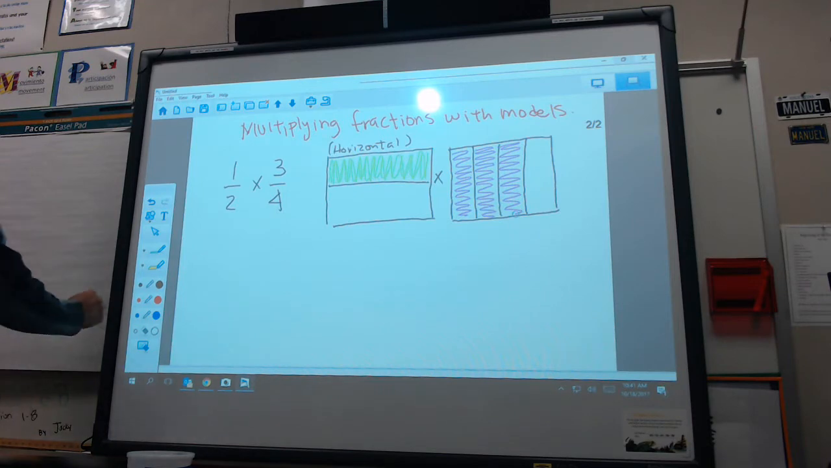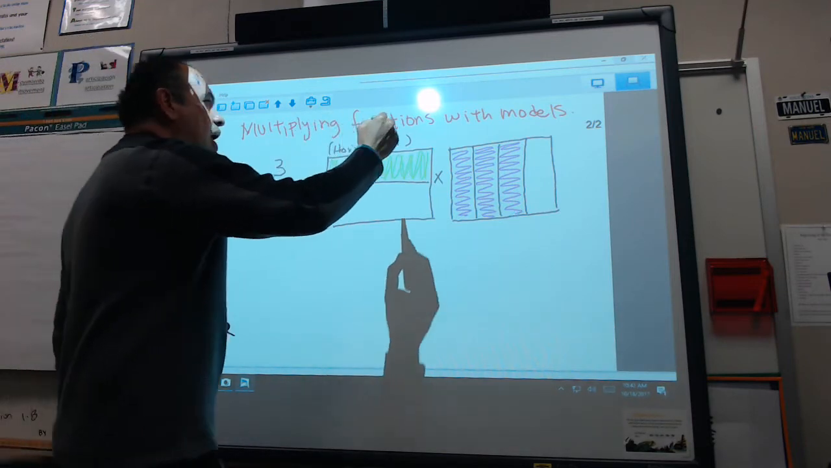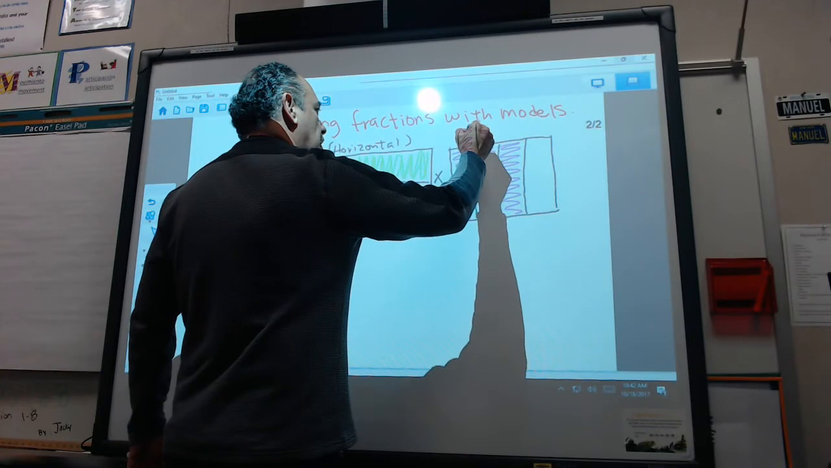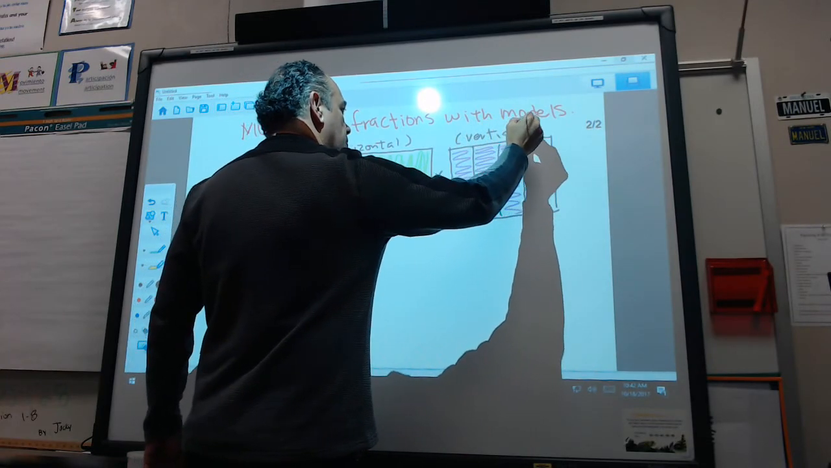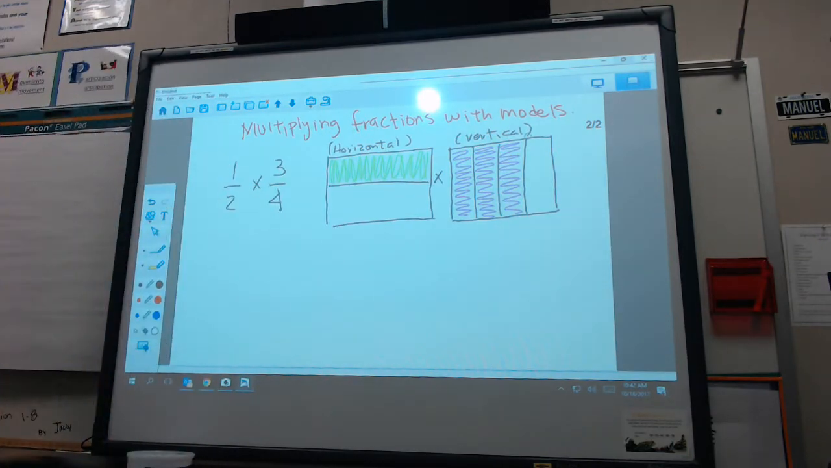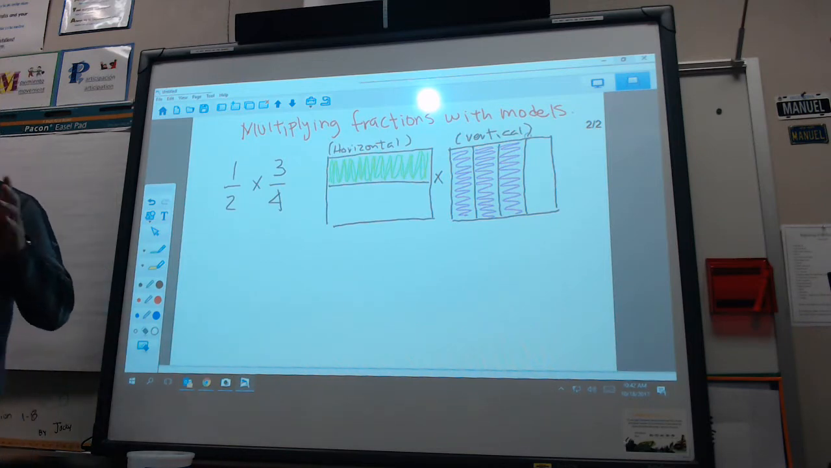The difference here is that I did this side vertical. Now, what we're going to do is not use the numbers. We are going to use the models to multiply. So, this is what's going to happen.